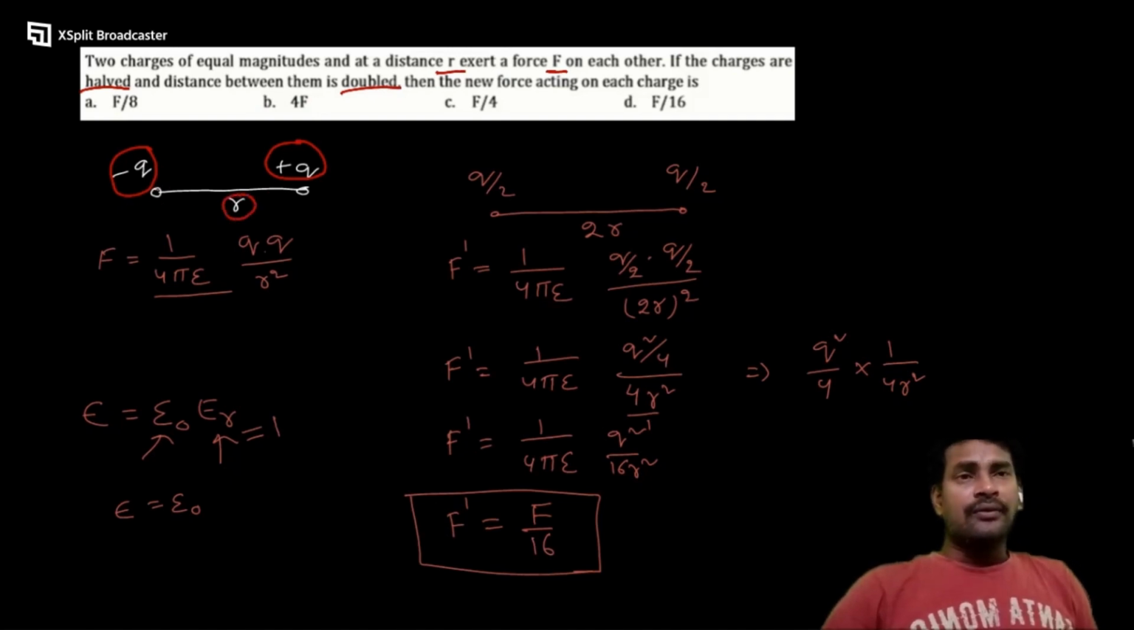There may be force of attraction or repulsion between the two charges according to Coulomb's law. He has not mentioned anything about the nature of the charge. So let us assume both charges are positive charges. This is plus q, this is also plus q. So there will be force exerted by this left hand side charge on the right hand side charge in this direction. Why? Because it is force of repulsion.